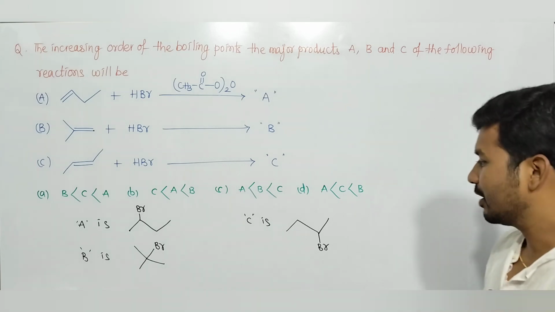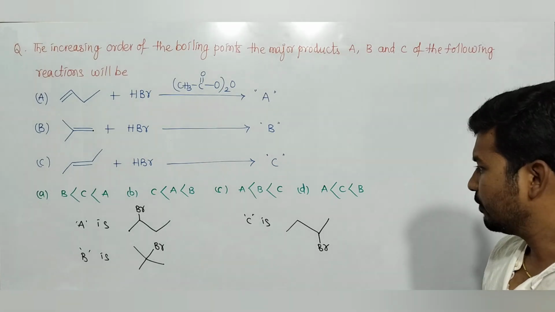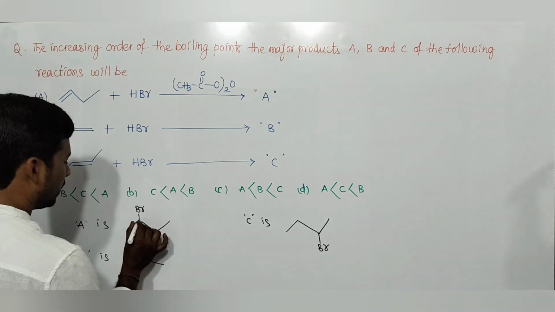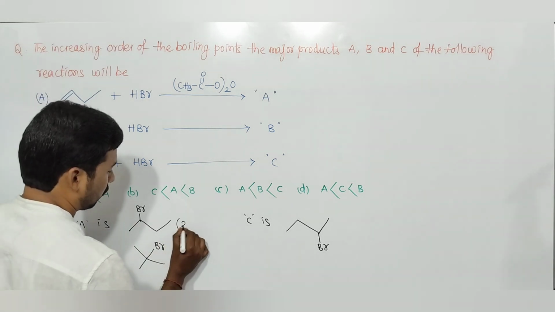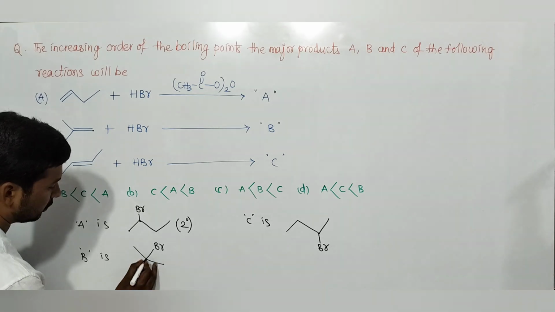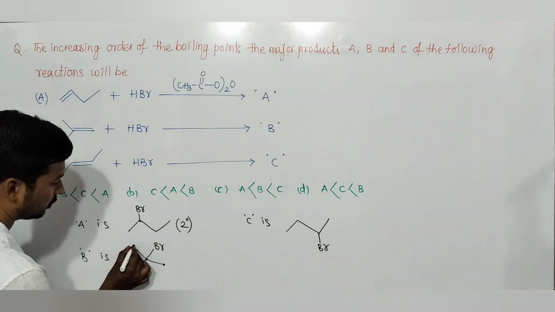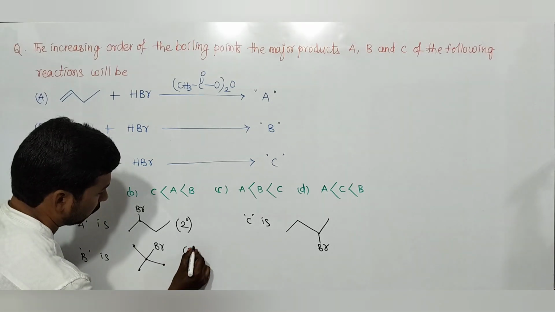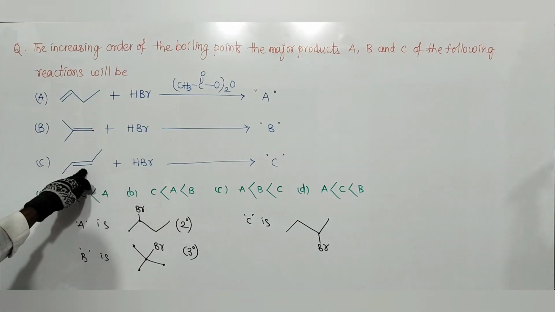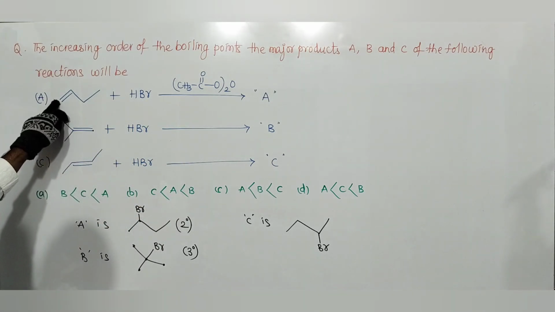Which one has the higher boiling point? So see, what is this first? This is secondary butyl bromide. So this is tertiary butyl bromide. And this is what, so both are same. Here hydrogen added here.